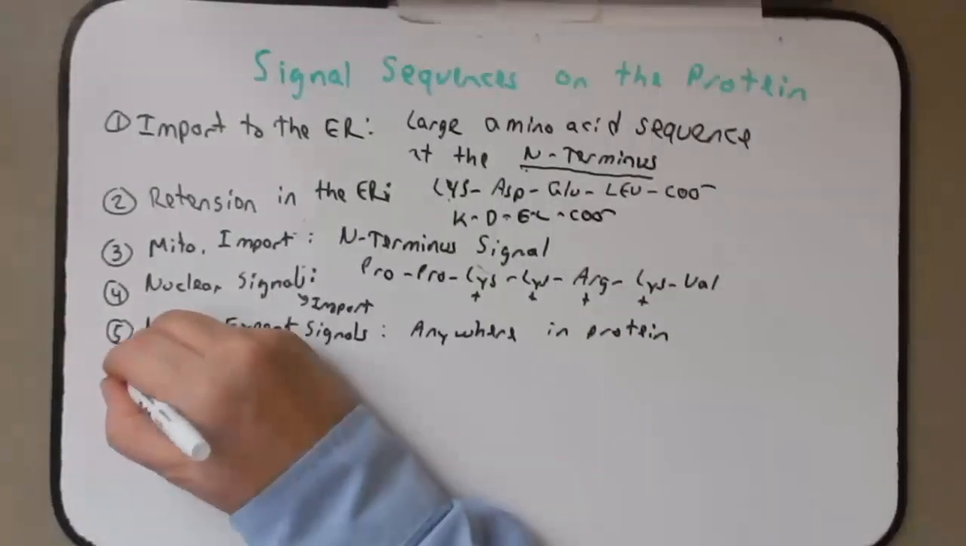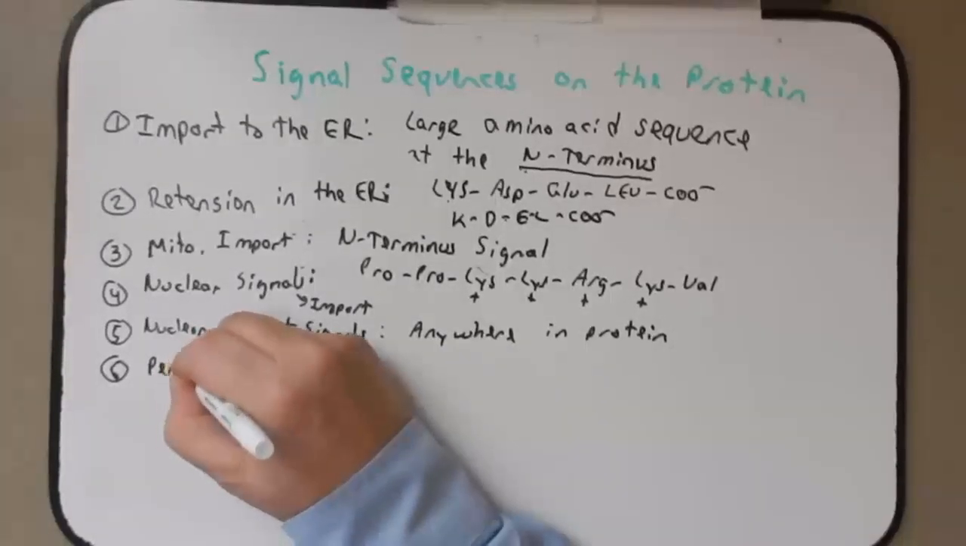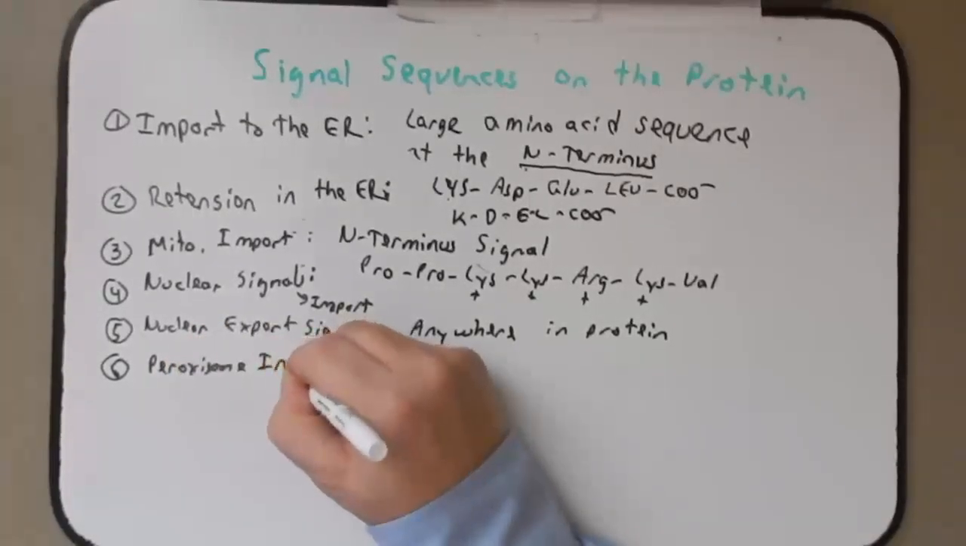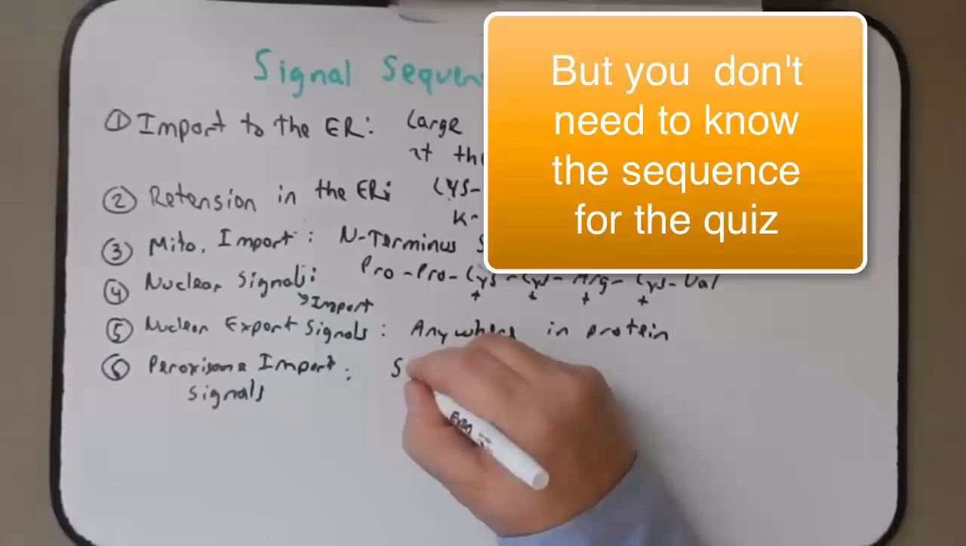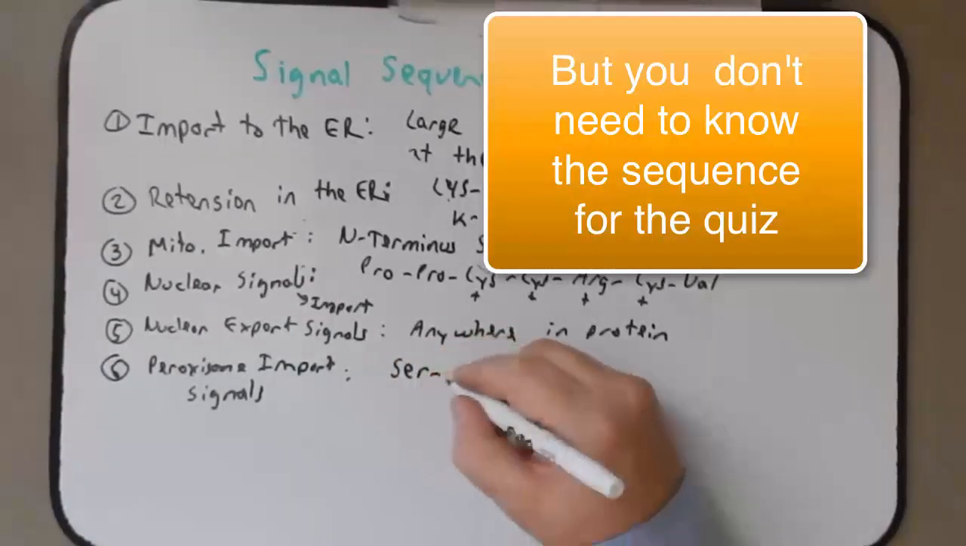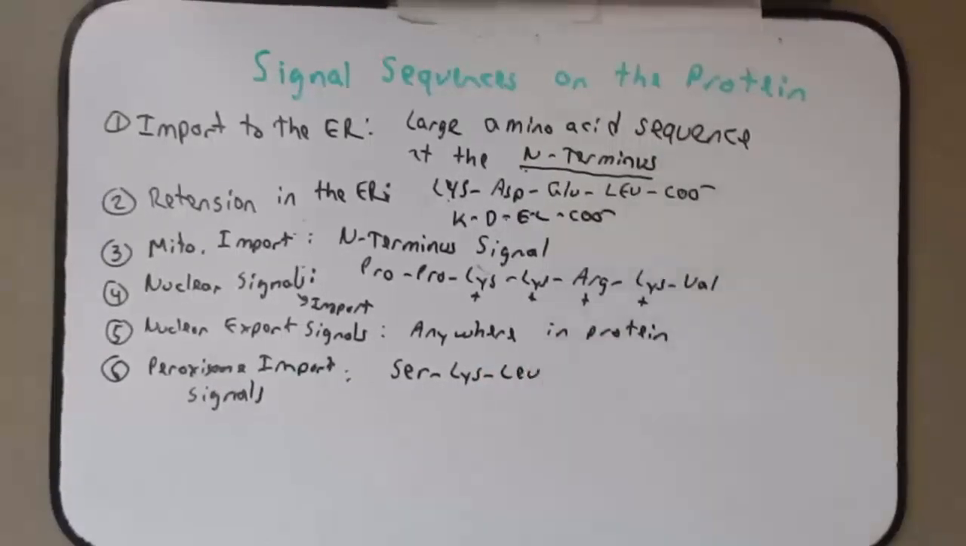And the last one I want you to consider is peroxisome import signals. And I'd like you to memorize this one. This is a serine, lysine, leucine. And this doesn't have to be specifically at the N-terminus or C-terminus. I think often it's at the N-terminus, but it doesn't have to be.